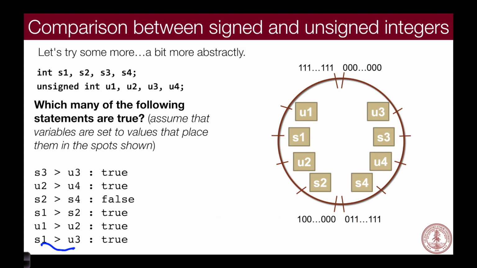S1, is it greater than U3? Now, if it was a signed comparison, we would know that S1 is negative, right? But when you do the comparison between a signed number and an unsigned number, you compare them both as if they were unsigned. So we ask, is this number greater than this number if we're thinking of them as unsigned? Yes, because unsigned numbers continually get bigger this way. So S1 is greater than U3, even though S1 is a negative number in the signed sense.